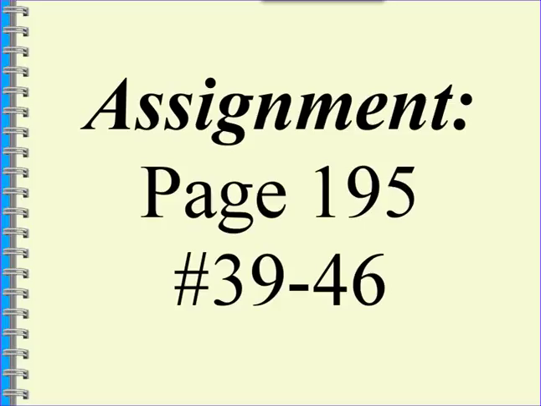So anyway, this is what you need to do for me. You've got page 195, 39 through 46. I want you to add this to your one from yesterday. On Monday, we're going to go through and use GeoGebra to solve the system of equations, so you're going to be able to check your last two answers on this homework. Do the best you can, and then on Monday, we'll continue.